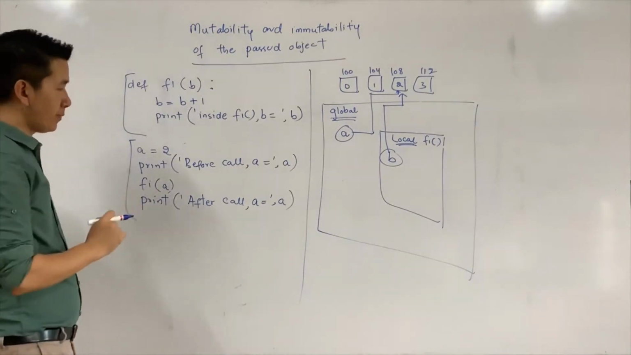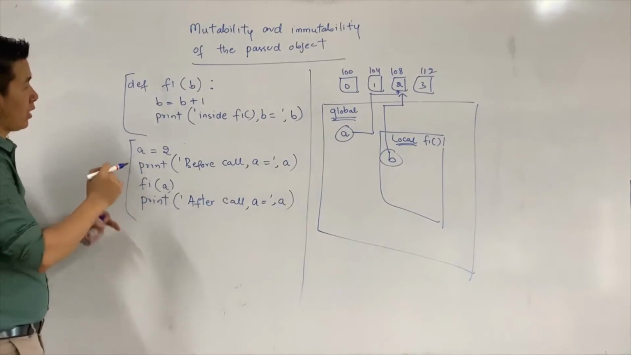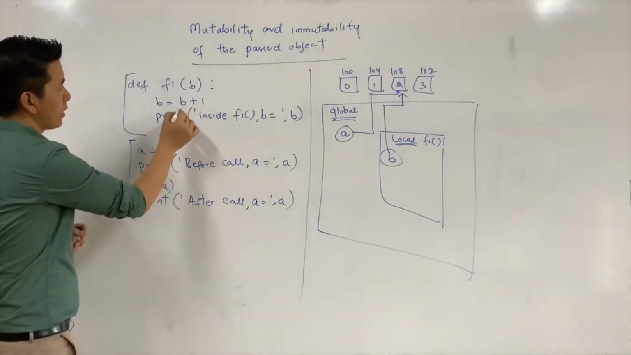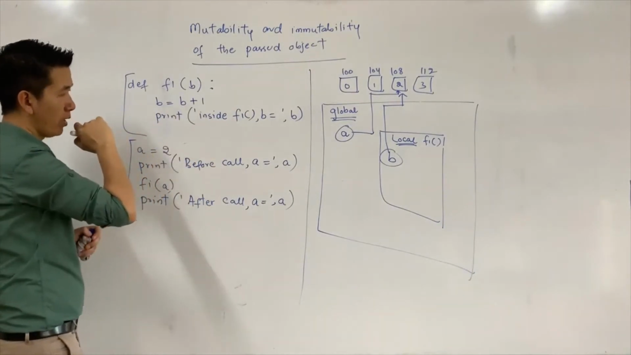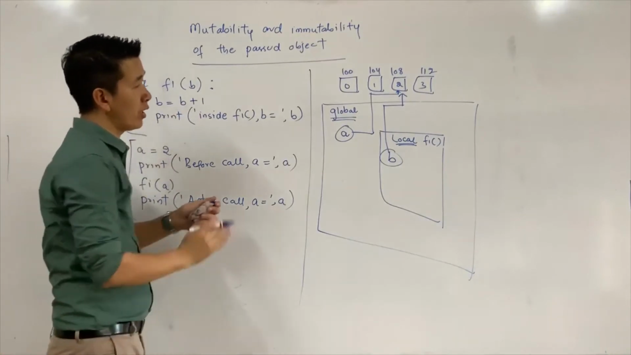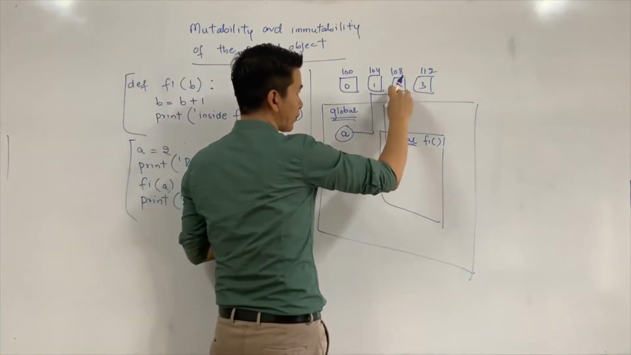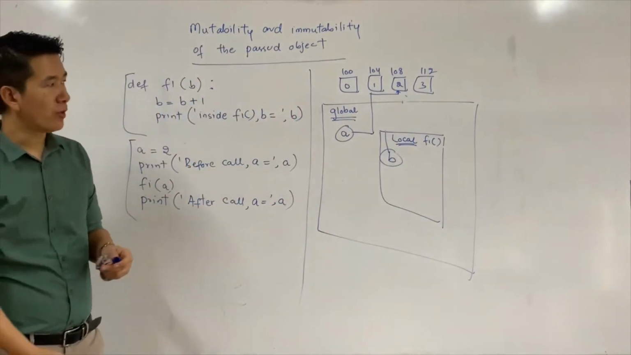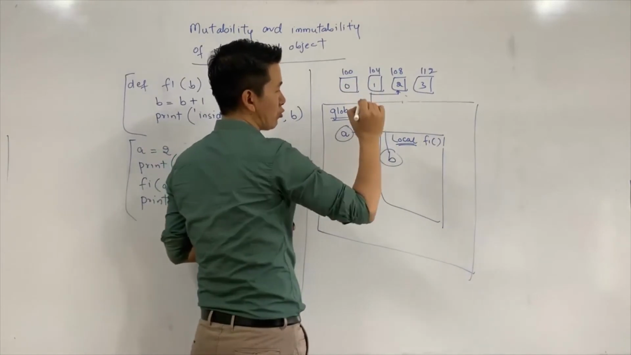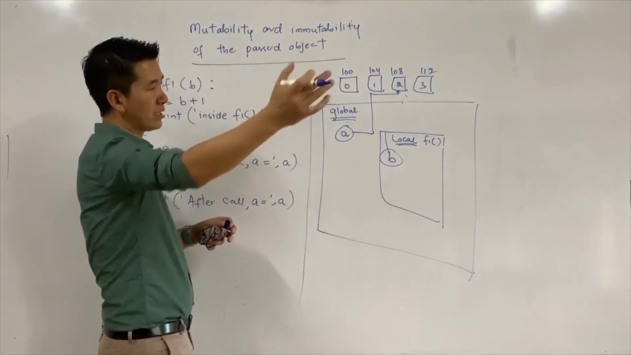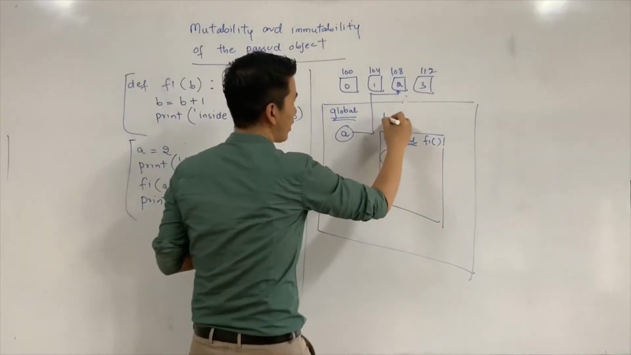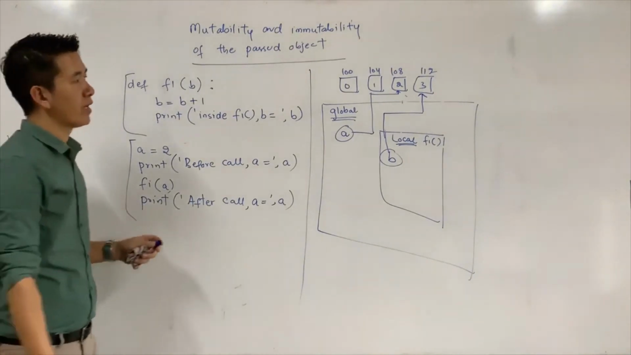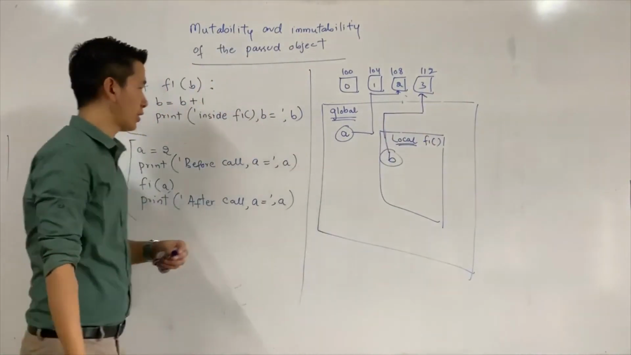Okay, and now the next step is the value of b is being changed. 2 plus 1 is 3. So the new value of b is 3. Since integer variables are immutable in nature, the value in place cannot be changed. Rather, b will be made to refer to some other address, right? So this b will now point to 112. The reason is 112 will have the new value of b, which is 3.